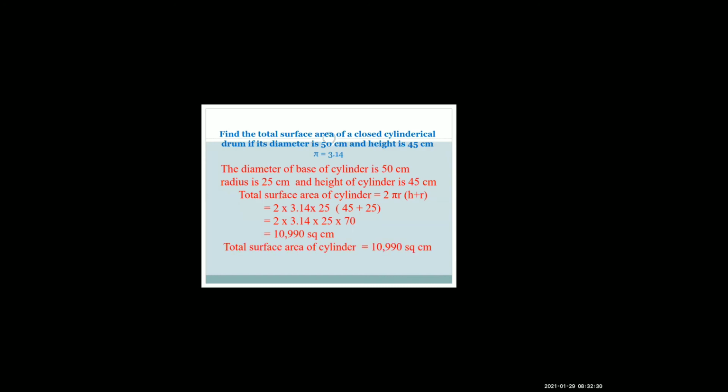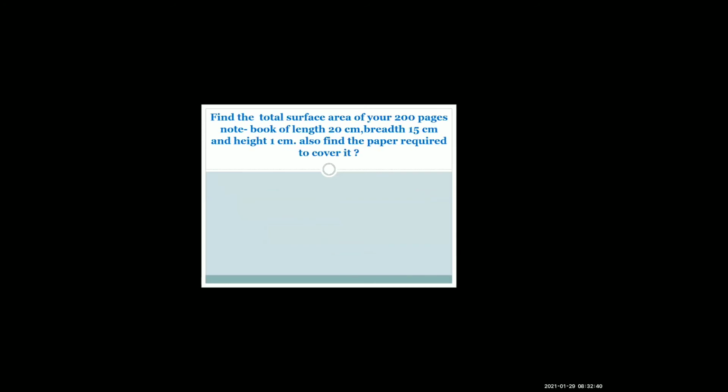Next, the total surface area of the cylinder, which you got as 10,990. Remember the units: square centimeters for area, for volume it's going to be cc or liters. Now find the total. Now this one is interesting. If you look at the notebook which you are carrying, its length is almost 19 and its breadth is 15 and height is 1 centimeter. It's 0.8. It's a 200 pages notebook.